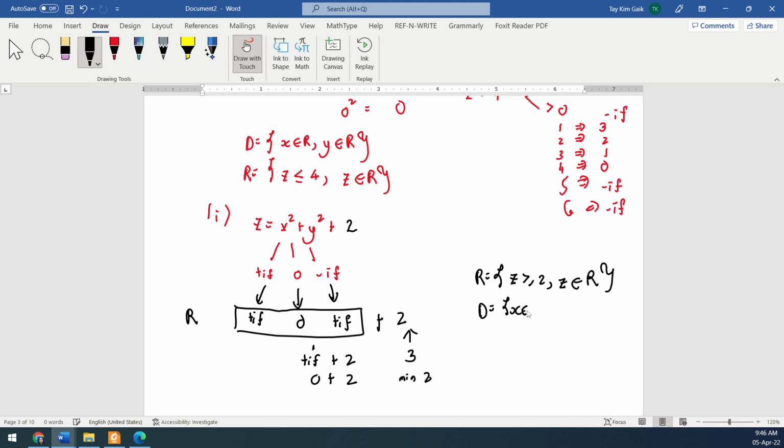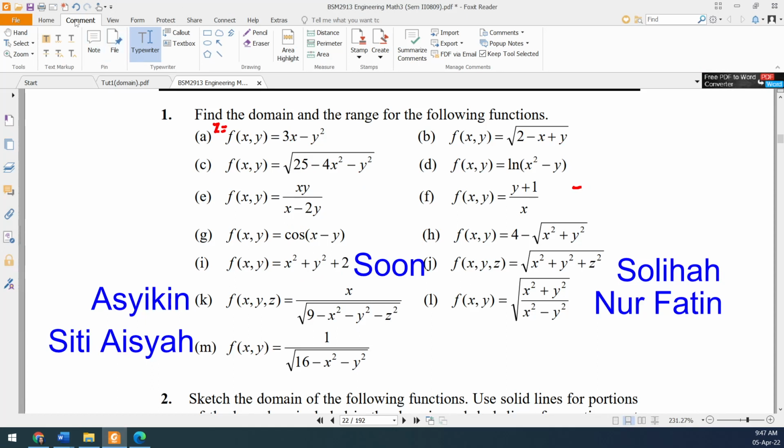That's why x is a member of real number, y is a member of real number. So this is 1i, so soon understand it very well. Okay, so let's look at this one. Soliha will be similar to H. Yes. So should be easy.